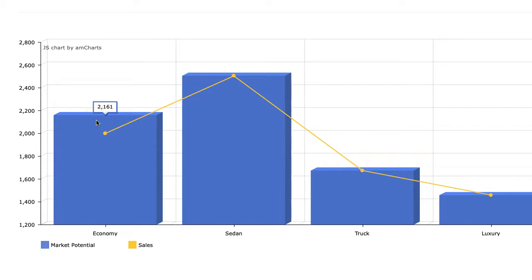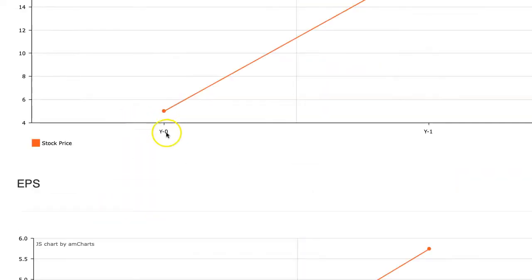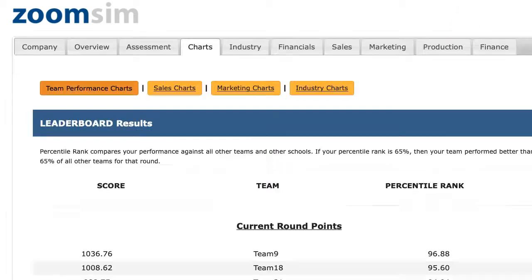So there's 2,161 people who wanted to buy a car from me, but I only built 2,000 cars. So 161 of them had to go to another company to get that car they wanted. So those lost sales went to a competitor.